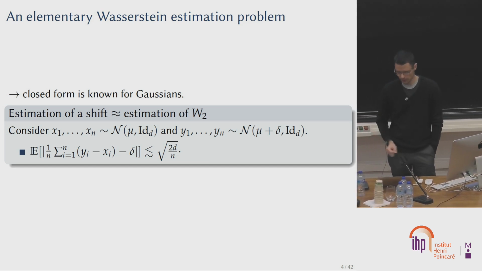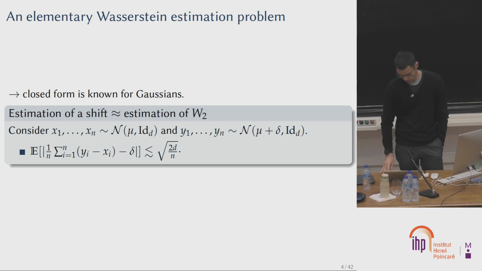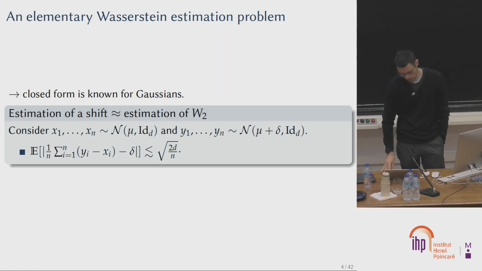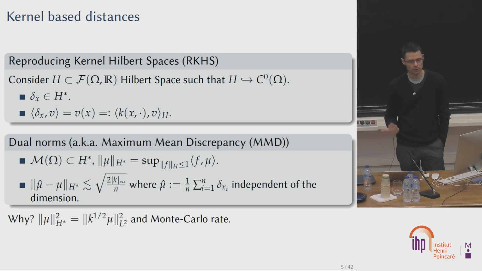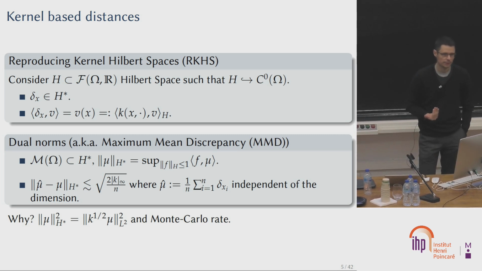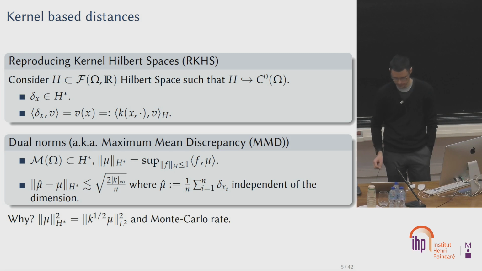Please feel free to interrupt me if you have any questions. So this is the best we can do, and this is a super simple situation. There is another situation where we have this 1 over square root n convergence.